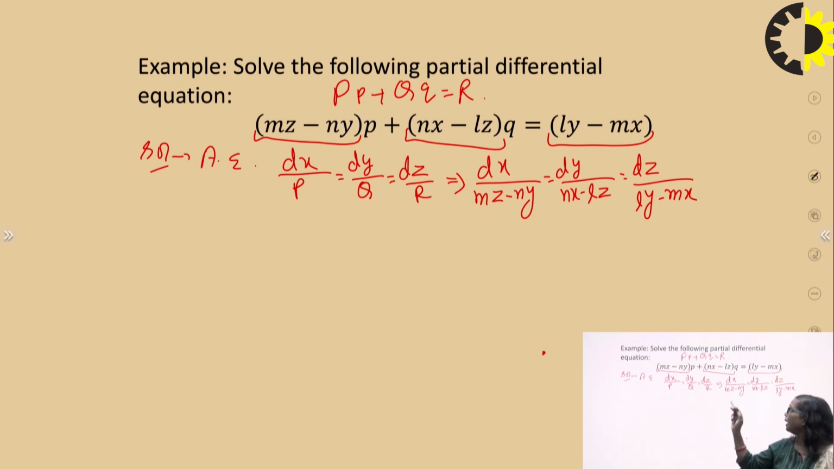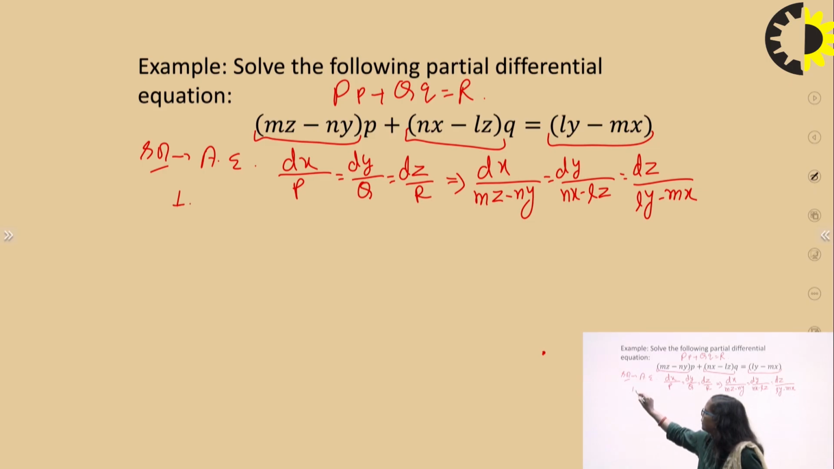So if you check all the three fractions over here, neither can I take common outside any variable or any constant, nor am I able to cancel out any variable. So grouping is not possible over here. So what we do, we need to apply the second method, which is the method of multipliers.